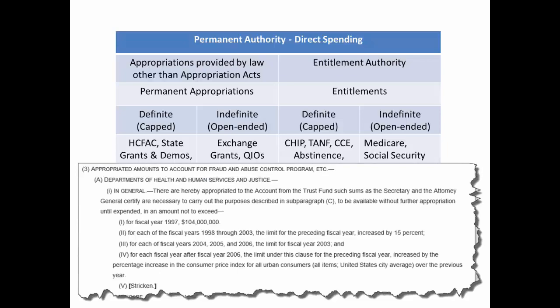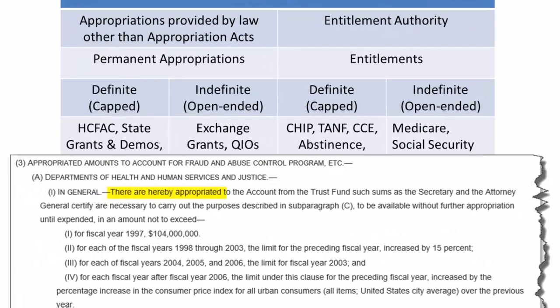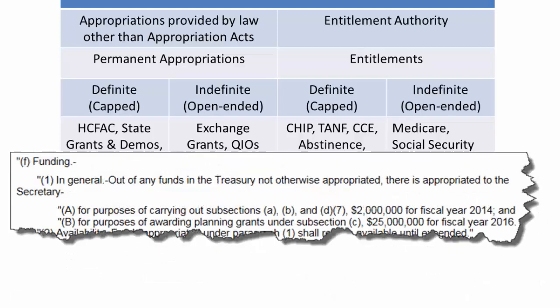Note that the HICVAC language is "there are hereby appropriated," and in this case is appropriated from the trust fund, the Hospital Insurance Trust Fund, and not out of any money in the Treasury not otherwise appropriated, which typically refers to the general fund. State grants and demonstrations language is out of any funds in the Treasury not otherwise appropriated, there is appropriated.